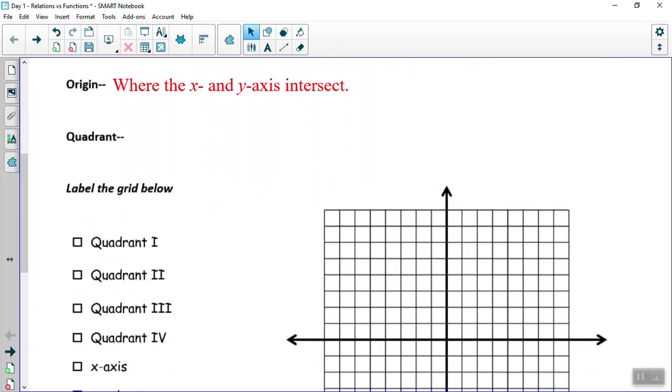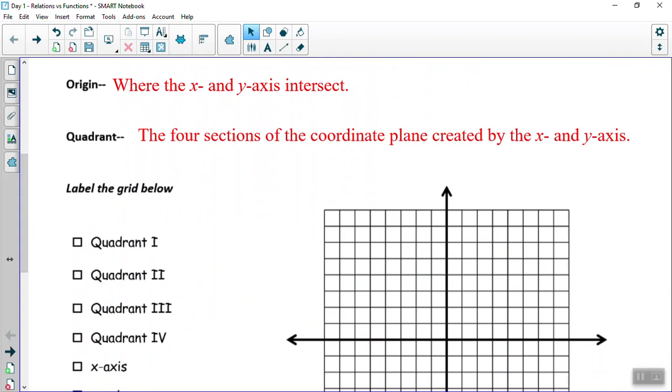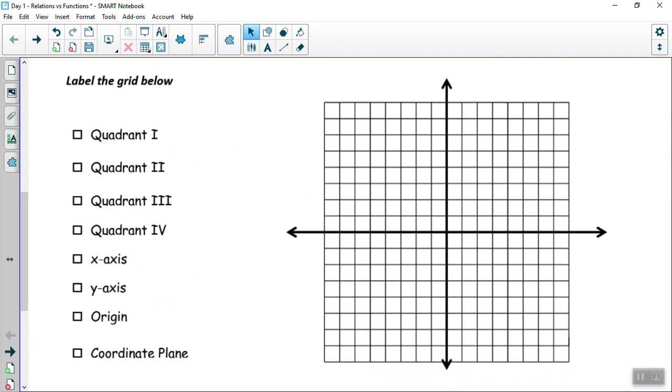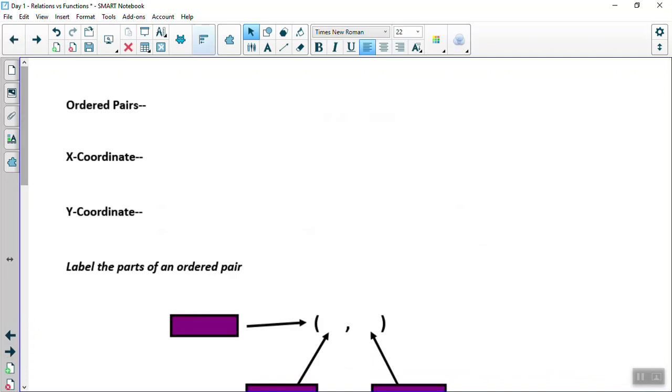Once our axes intersect, they form the four sections of the coordinate plane, which we call quadrants. What I'd like you to do now is to take this list and label all the parts of the coordinate plane. Go ahead and pause the video now. Alright, let's come over here.